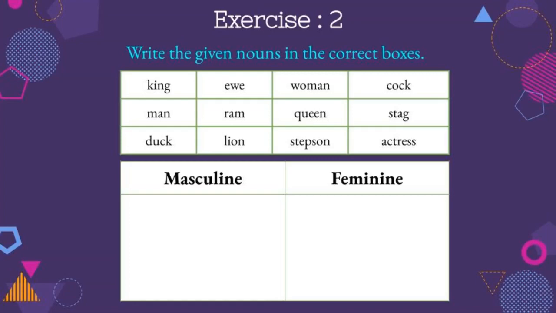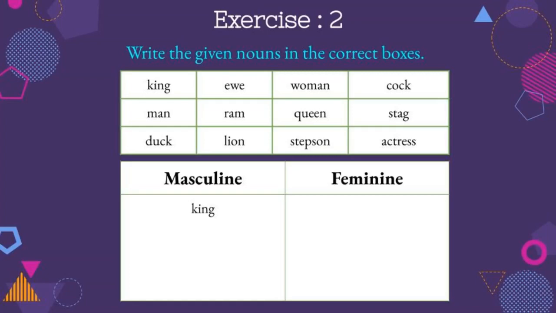Okay students, let us do the first one. What is the first word given inside the box? Yes, it is king. We know very well that king is a male person. So the word king belongs to masculine. So students, write the word king inside the masculine box.